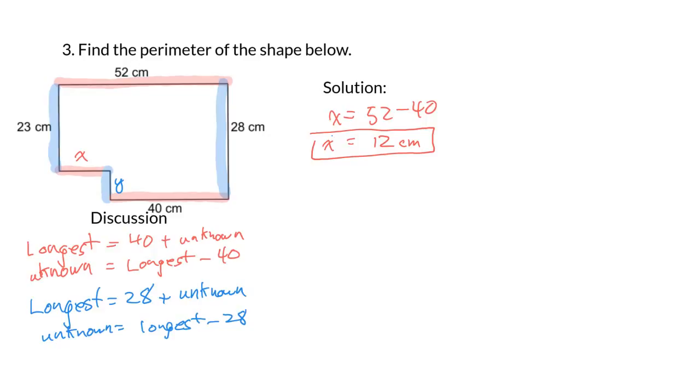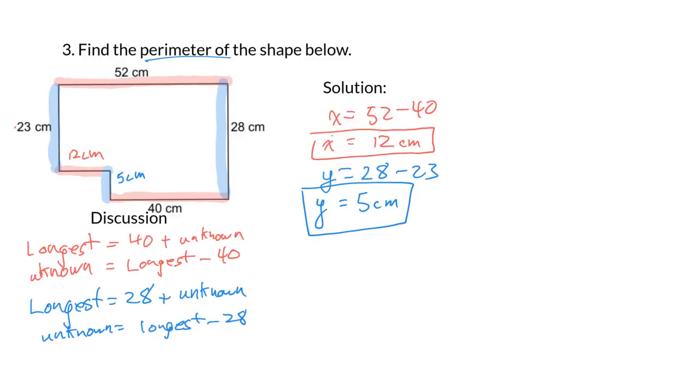So I could go back here and erase X now and put down 12. Now let's talk about Y. So Y is our unknown side that goes up and down. So we're going to take the longest side, which is 28, which is parallel to it, minus 23, and you get Y is equal to 5 centimeters. And now we'll just update our shape, and then once we've updated our shape, we'll calculate the perimeter, which is what we're looking for.